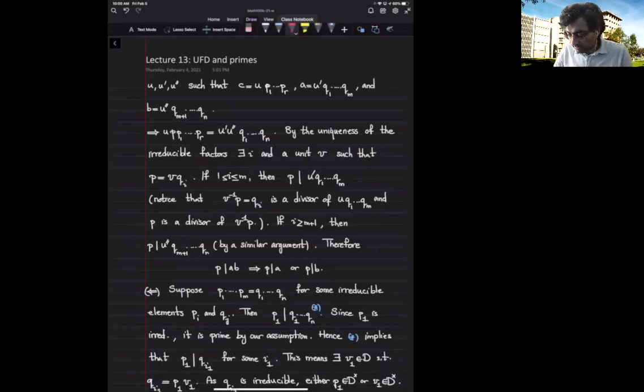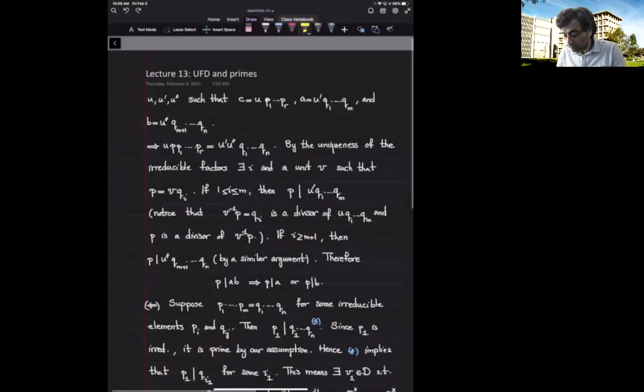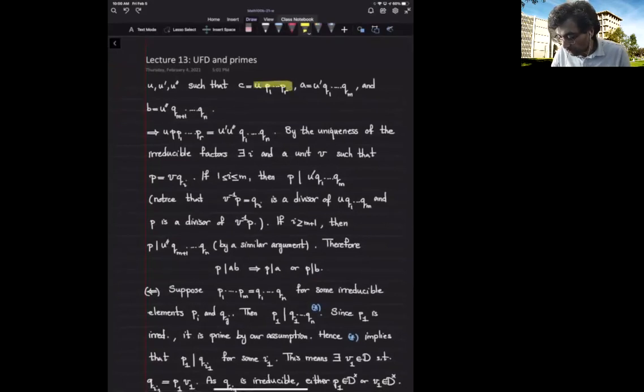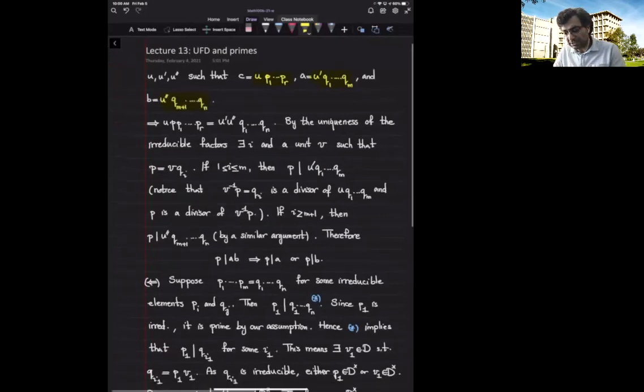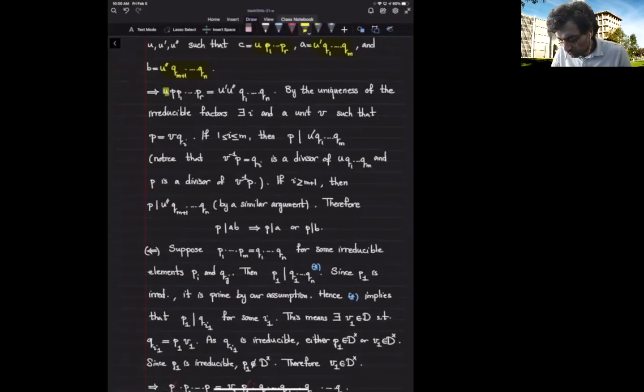So in any case, we write these as products of irreducibles, and then we notice that if one of them is a unit, then I can just ignore the irreducible factors. Now that I have these irreducible factors, we plug them into the equation P times C equals A times B, and we get U times P times the product of the irreducibles inside C, equal to the product of the irreducibles of A and B times the possible unit factors. These are equal. Now I use the uniqueness part.